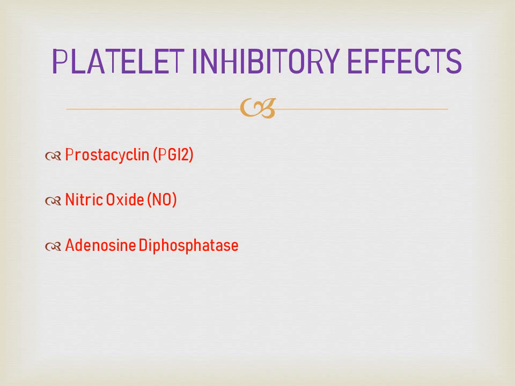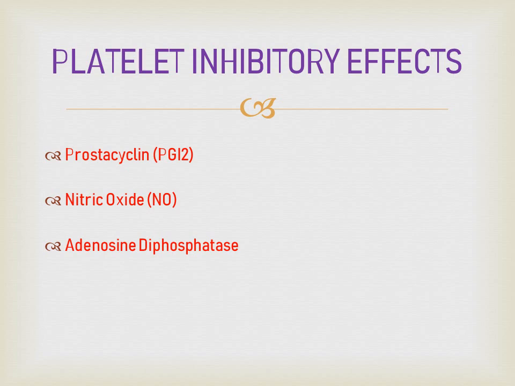The third important thing about the platelet inhibitory effect is that the endothelium binds to thrombin, and when it binds to thrombin, it alters its activity. And thrombin, as in the previous lectures, is a very potent activator of the platelet, resulting in the formation of the secondary hemostatic plug or secondary platelet plug.